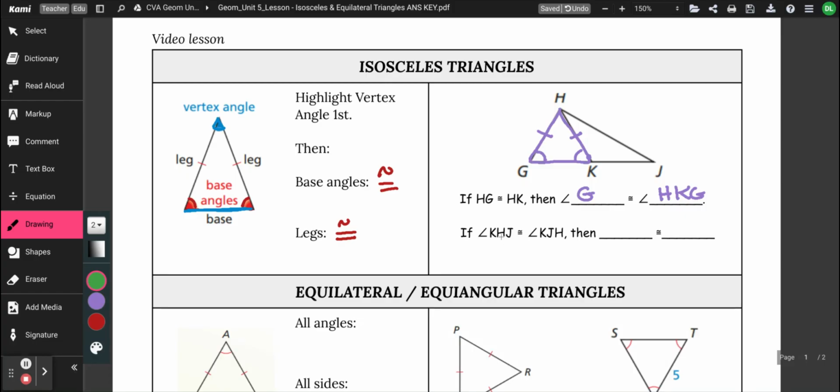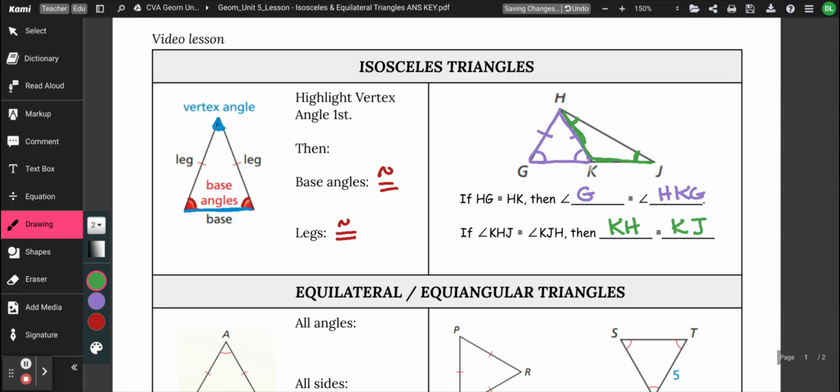If angle KHJ, so KHJ is this angle up here, is congruent to angle KJH, that would be this one down here. Okay, so now I'm looking at this triangle on the right, and they're asking me what is congruent. If these are my two congruent angles, then I know that my congruent sides have to be these two sides. So KH is congruent to KJ.